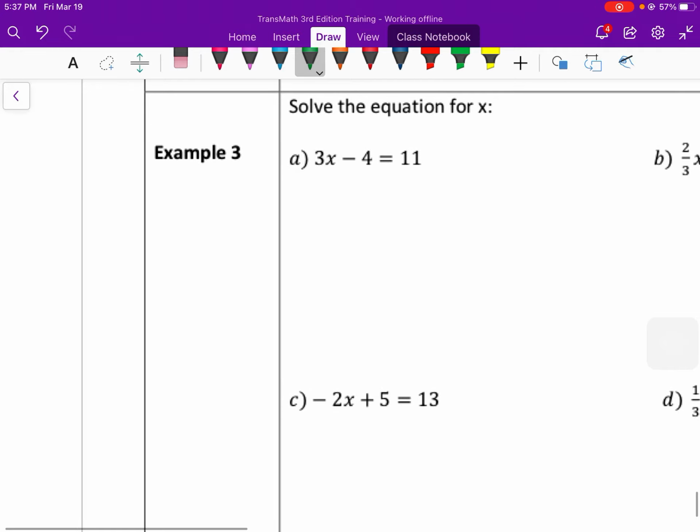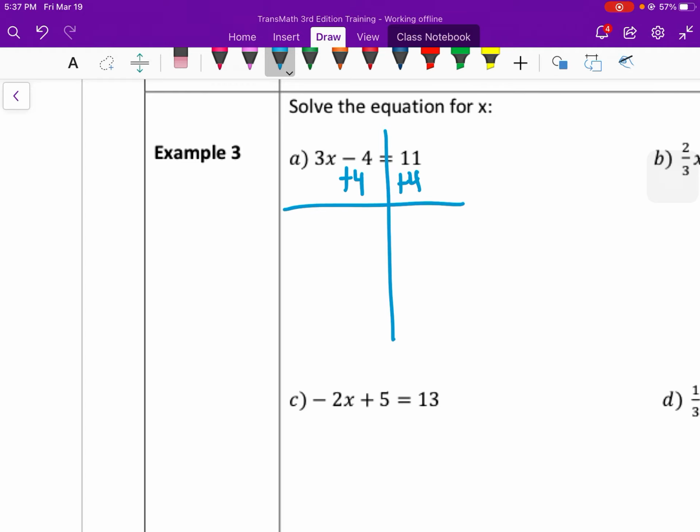Solve for x. So now we have multiple step equations. We're still trying to find out what x is. So first, if it's -4, we're going to add 4 to both sides. These simplify, so we have 3x equals 15. Now it's a product, so we need to divide both sides by 3. So we're left with x equals 5.